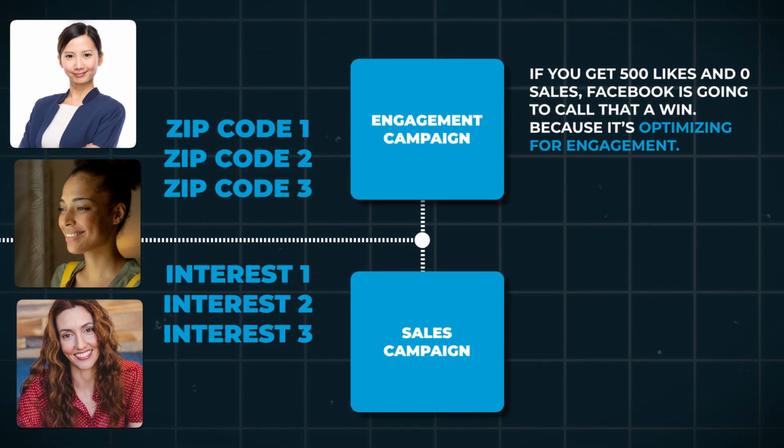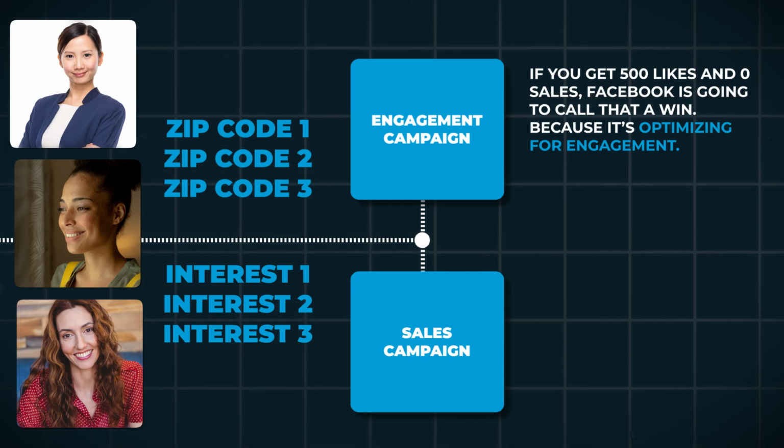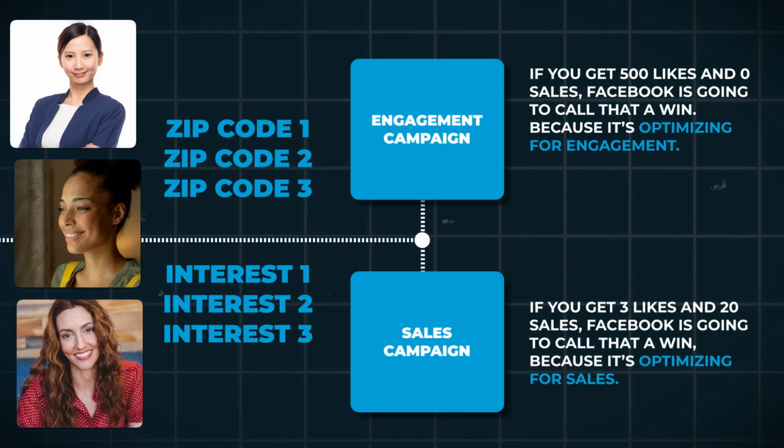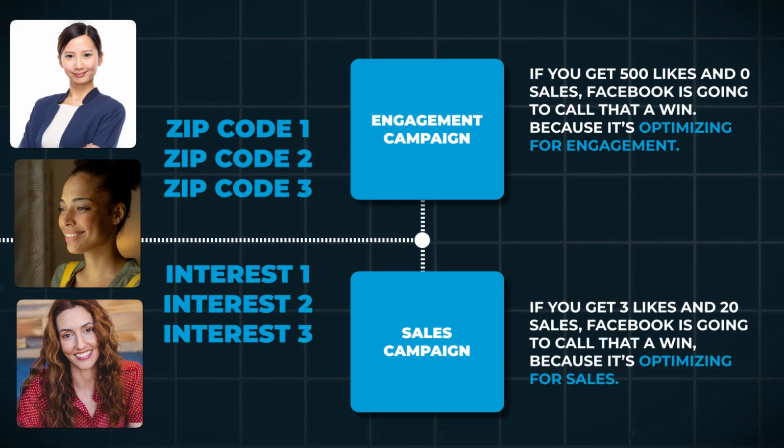In the engagement campaign, if you get 500 likes and 0 sales, Facebook is going to call that a win because it's optimizing for engagement. Or in other words, its goal is engagement. Whereas in the sales campaign, if you get 3 likes and 20 sales, Facebook is going to call that a win because it's optimizing for sales. So with that in mind, let's get into the top 3 tips to advertise your brand new Facebook page.